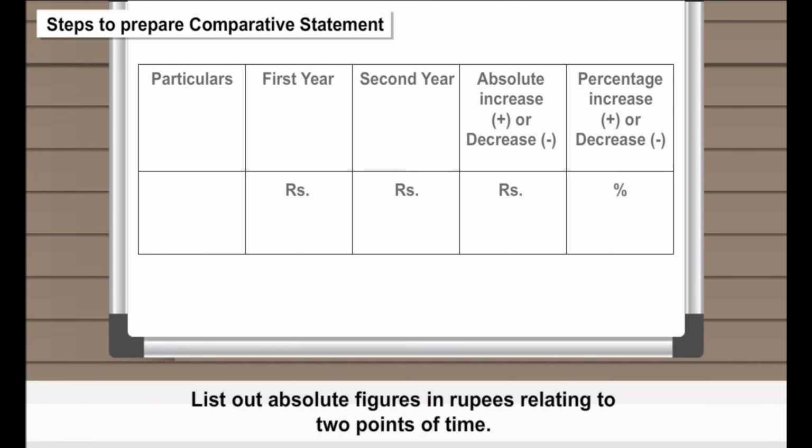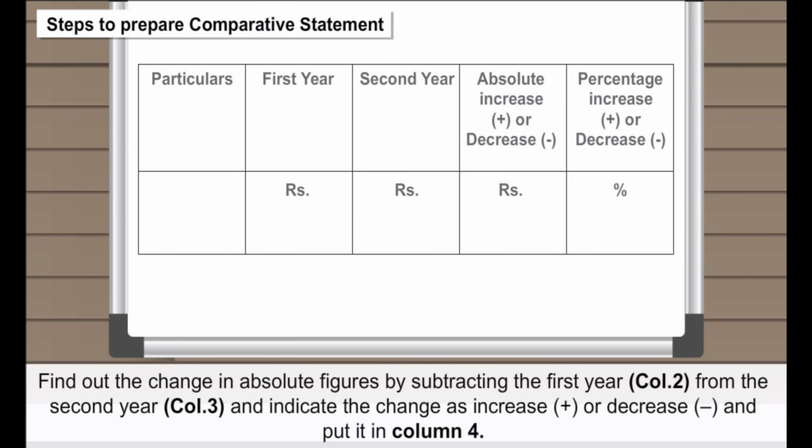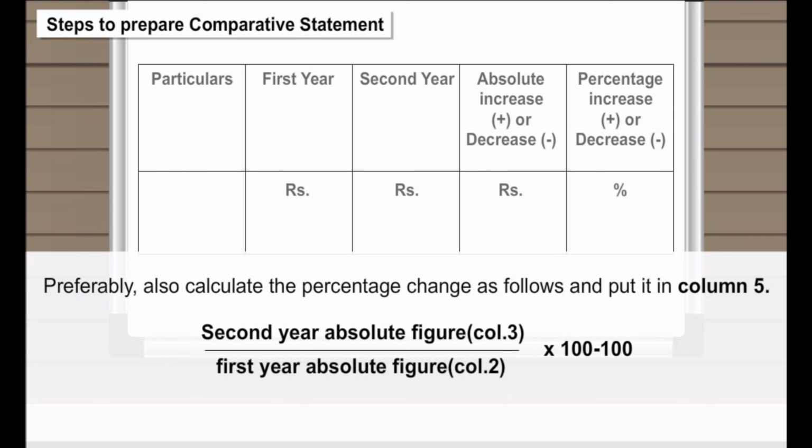Steps to prepare comparative statement. Step 1. List out absolute figures in rupees relating to two points of time. Step 2. Find out the change in absolute figures by subtracting the first year, column 2, from the second year, column 3, and indicate the changes as increase, plus, or decrease, minus, and put it in column 4. Step 3. Preferably, also calculate the percentage change as follows and put it in column 5.